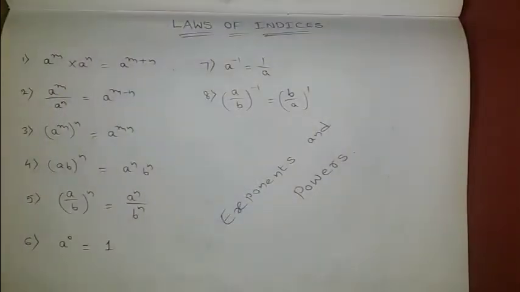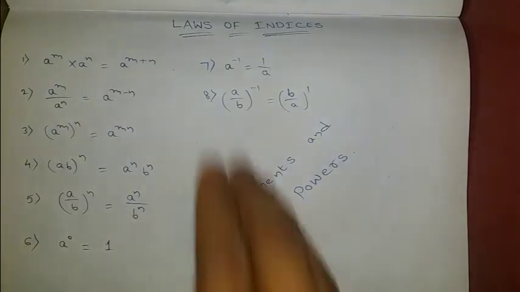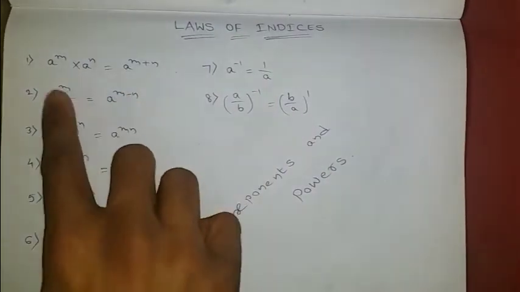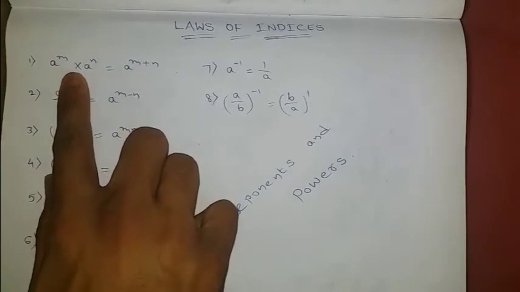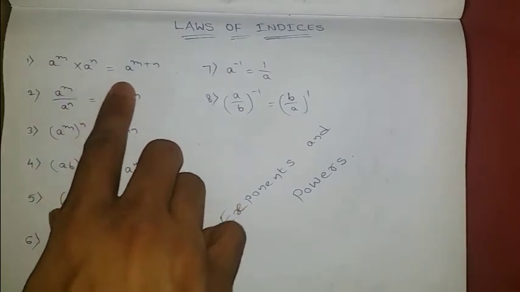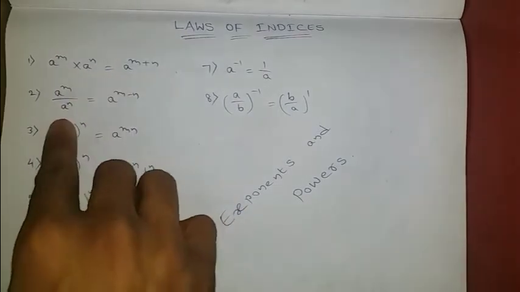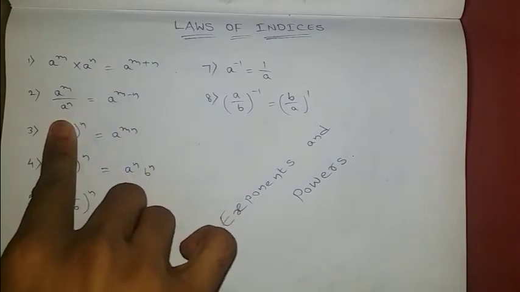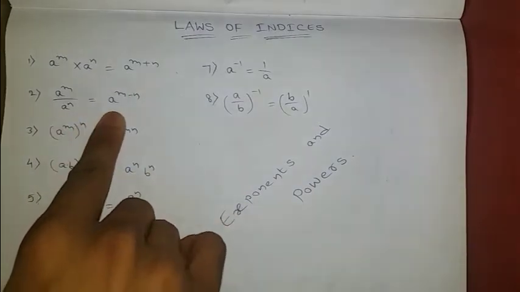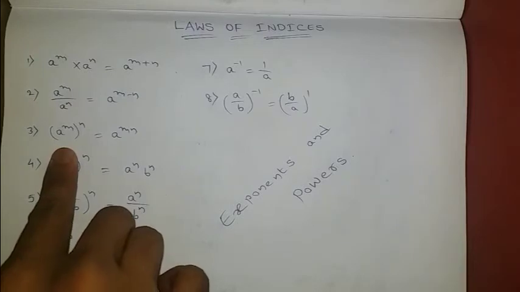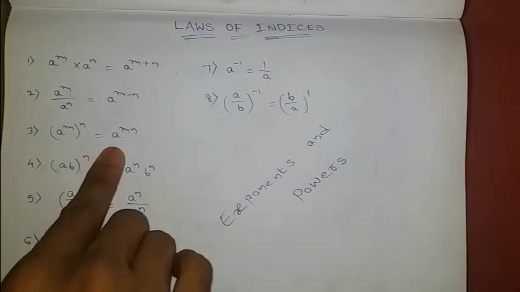Hello everyone, in this video we are going to learn exponents and powers. Before going into the topic, we need to know the formulas. A^m × A^n = A^(m+n). A^m divided by A^n = A^(m−n). (A^m)^n = A^(mn).